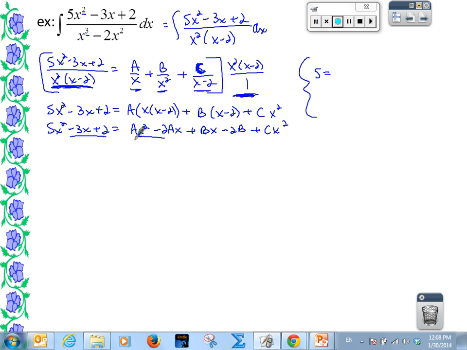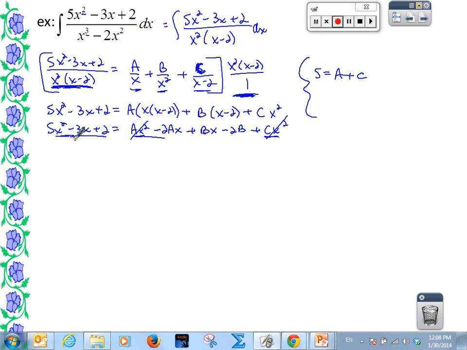So this one has an x squared, so A, done with that. Let's see, this one has an x squared, so plus c, and I'm done with that one. That's my first setup. Now, it is possible that our original numerator doesn't have an x squared term. If it doesn't have an x squared term, we would just set that equal to 0, because 0x squared would be the term.